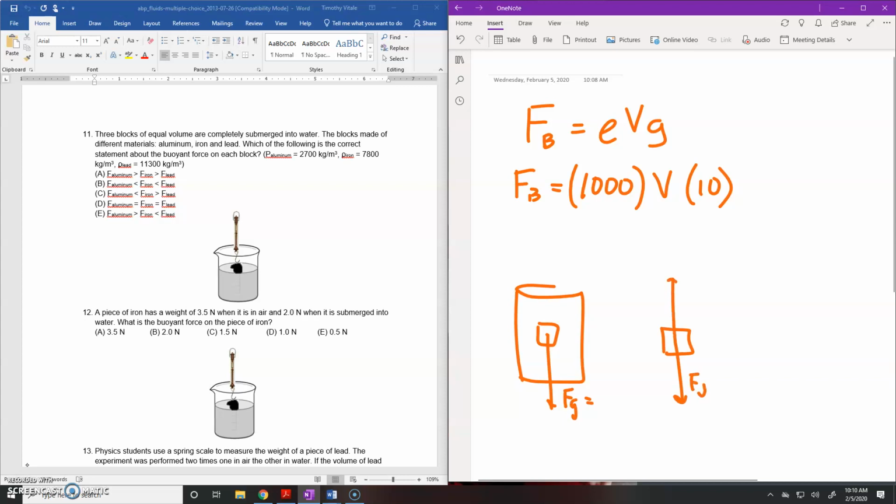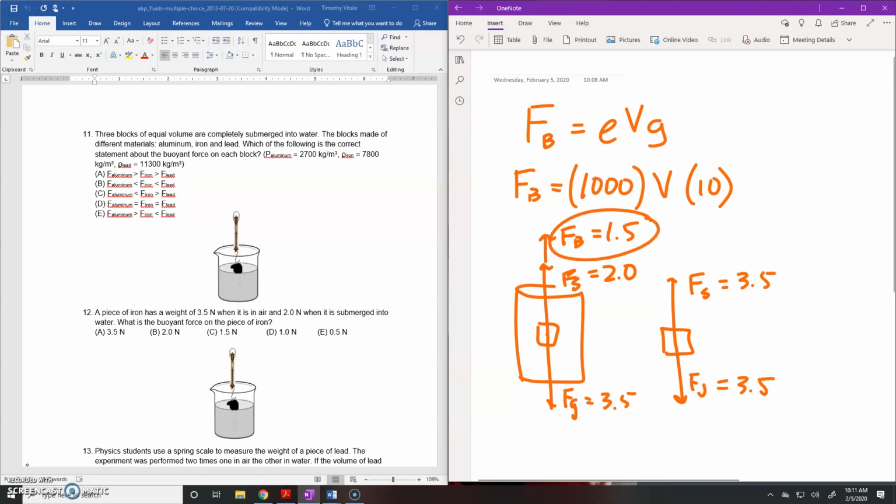So the spring is reading, we'll call this F spring for the spring. The spring scale is reading 3.5 in air because that's the weight of the object. But then when you submerge it, the weight is still 3.5, but it appears the spring is doing less work because there's also a buoyant force. So the buoyant force is going to be the difference between what the scale is reading and what the actual weight is. So the scale is reading 2 newtons on this one. So that means 3.5 minus 2 means 1.5. So the buoyant force must be 1.5 in order for this thing to be at rest. So C is the answer for that one.